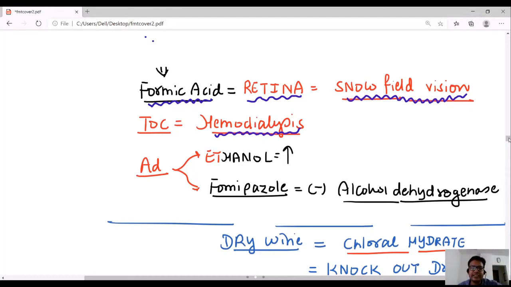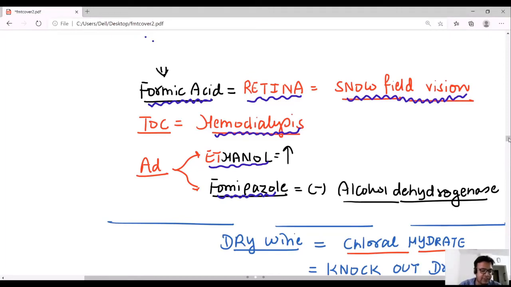Antidote of choice is ethanol. Another antidote for methanol is fomepizole. Fomepizole inhibits alcohol dehydrogenase.